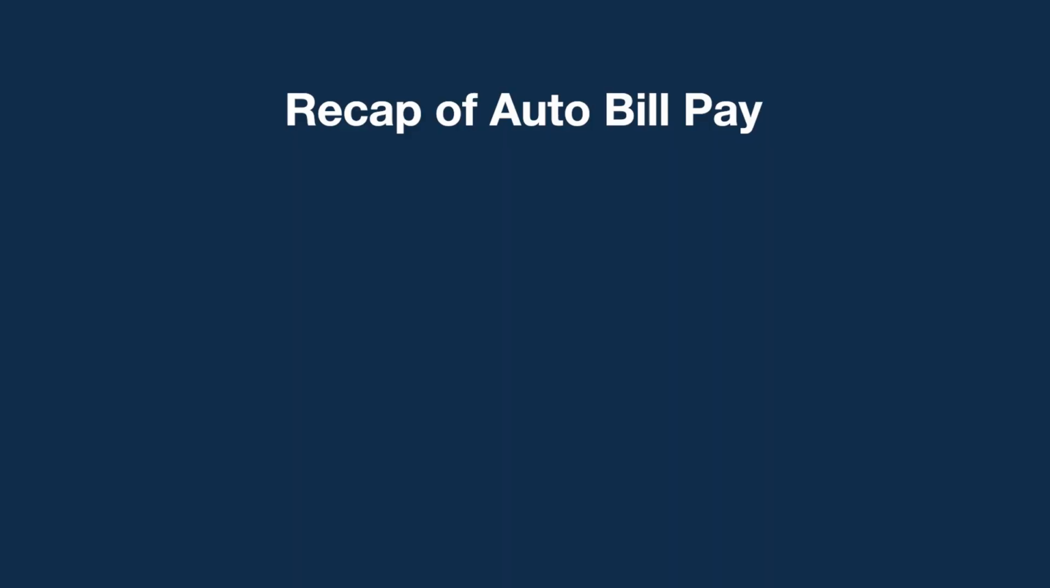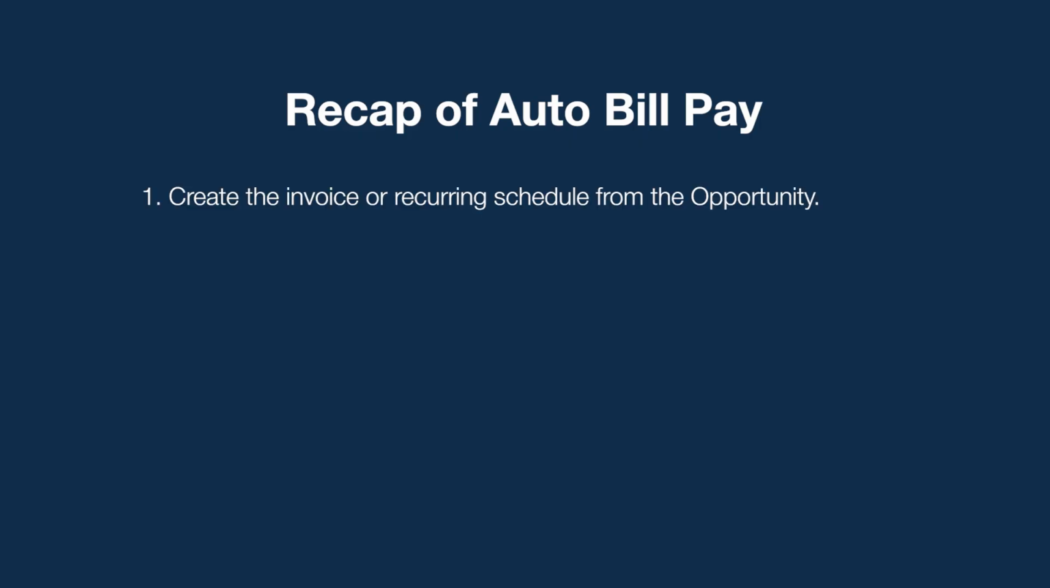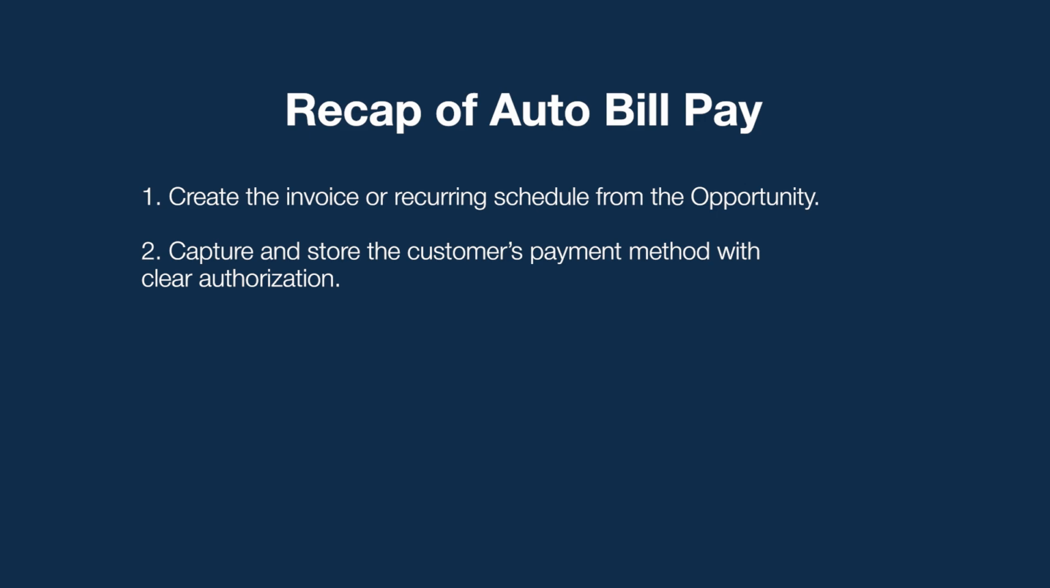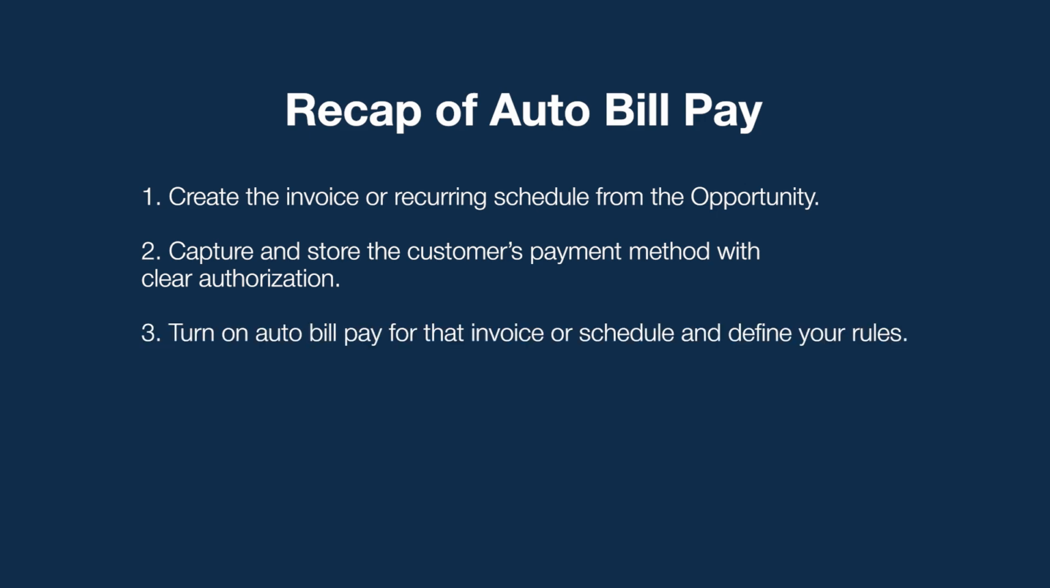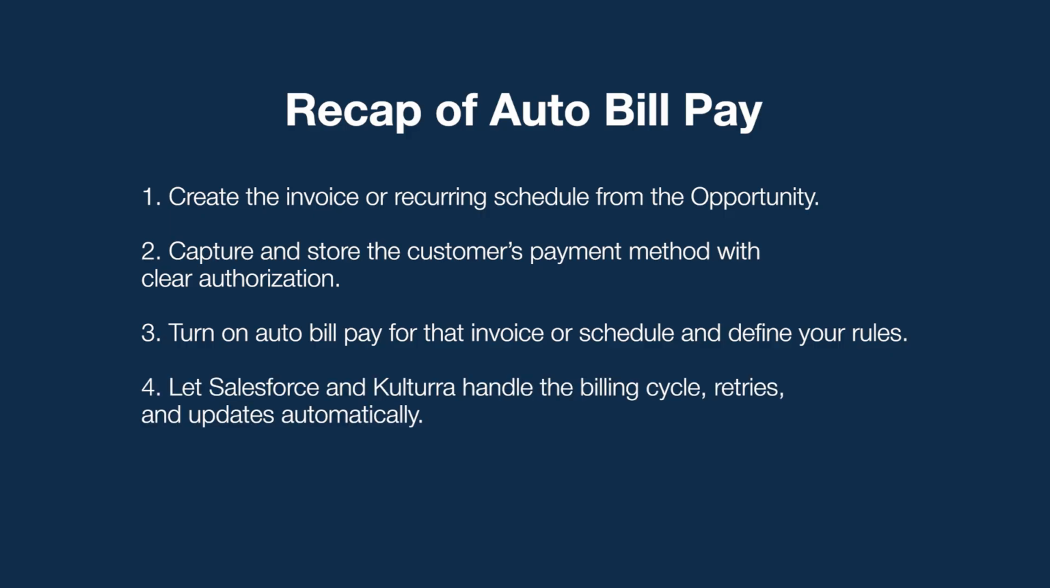To recap, setting up auto bill pay in Salesforce with Kulturra follows a simple flow. Number 1, create the invoice or recurring schedule from the opportunity. Number 2, capture and store the customer's payment method with clear authorization. Number 3, turn on auto bill pay for that invoice or schedule and define your rules. Number 4, let Salesforce and Kulturra handle the billing cycle, retries, and updates automatically.